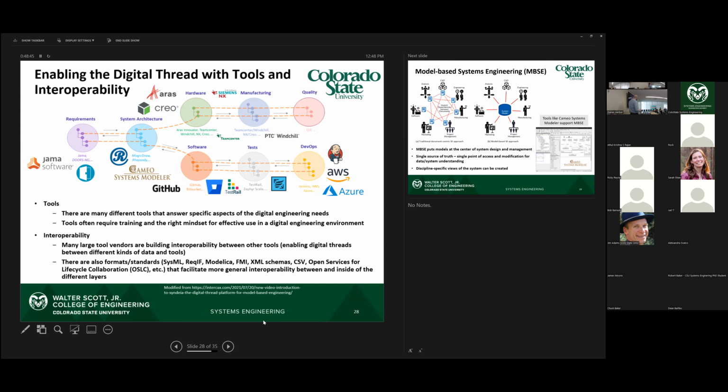But another major aspect here is the interoperability. You'll see lots of these big tool vendors, I'm listing a very select few here on the slide, building interoperability between the tools. You'll see on their websites, we can do digital engineering for you. And they're usually enabling that mostly through their own tool suites. But there's also formats and standards.